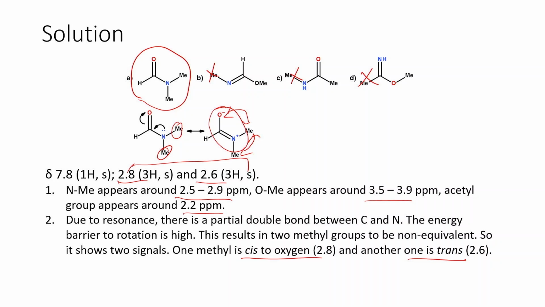So here, the most important thing is the carbon-nitrogen double bond, which is responsible for the non-equivalence of both the methyl groups.